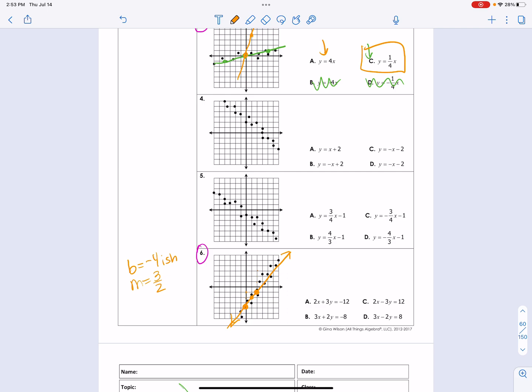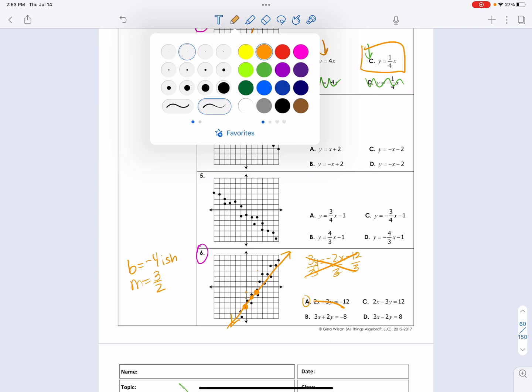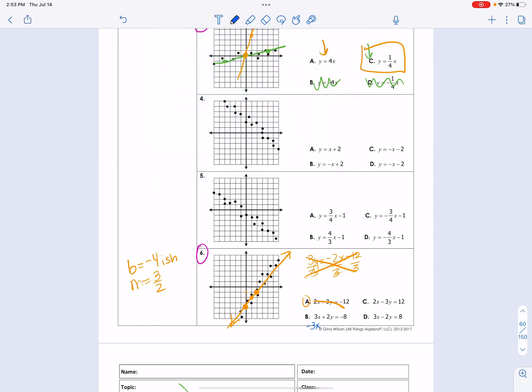Okay, so if I look at this first one and I solve it, I would minus the 2x, so I'd get 3y equals negative 2x minus 12. Right away, I know this is wrong because even if I divide, I'm going to get a negative slope. I know it's not A because it can't have a negative slope. Okay, so then I'm going to go to B. I'm going to minus 3x, and I get 2y equals negative 3x minus 8. Divide by 2. Same thing just happened. That is not a negative slope, so it's not B.